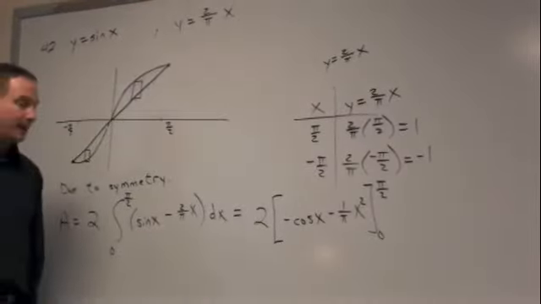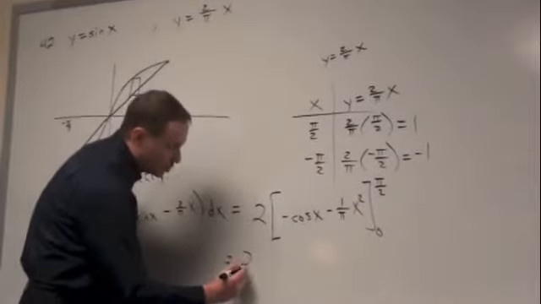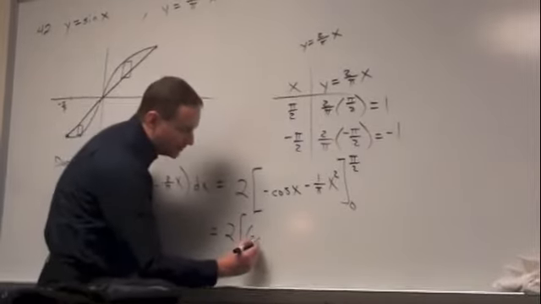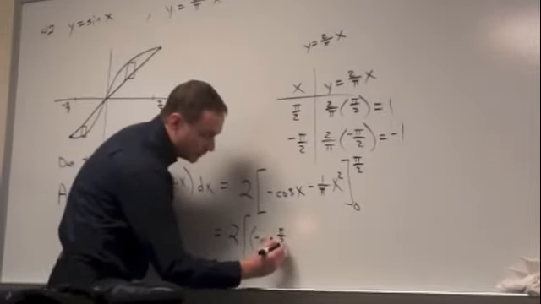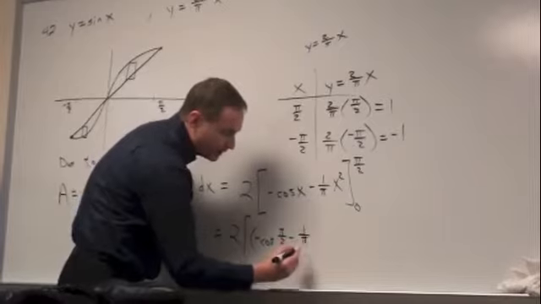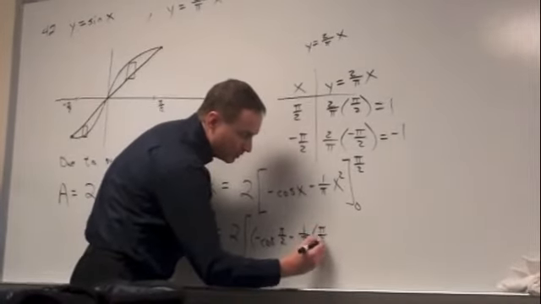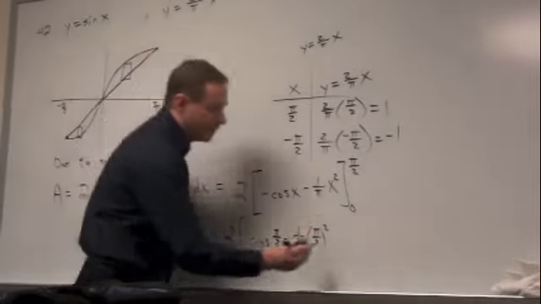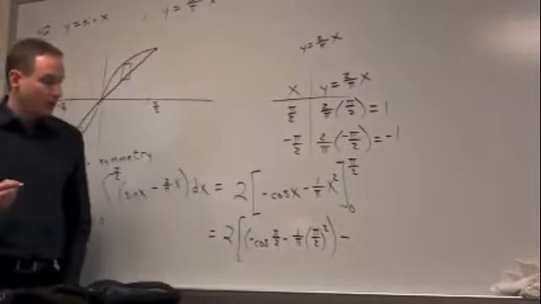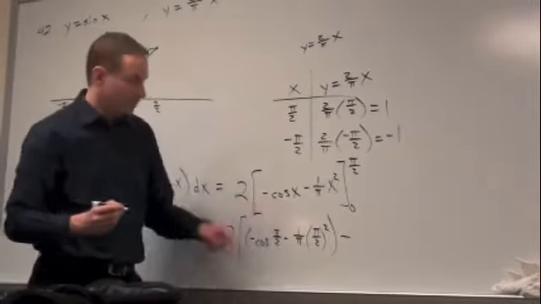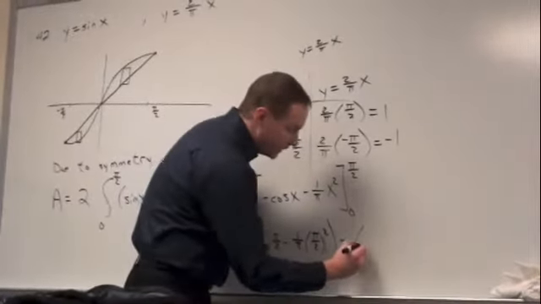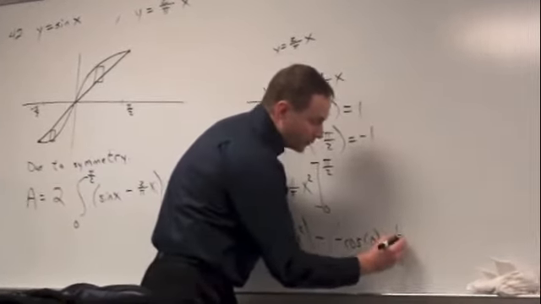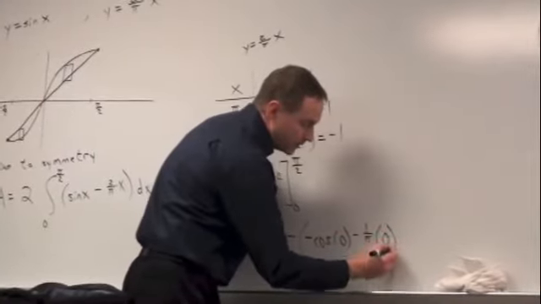When we evaluate at pi over 2, I'll say, okay, this is going to be twice. When I evaluate at pi over 2, I'll get negative cosine of pi over 2 minus 1 over pi times pi over 2 quantity squared. That's all the first one. From that, I would subtract. When I evaluate all this at 0, it's going to be minus the negative cosine of 0 minus 1 over pi times 0 squared.